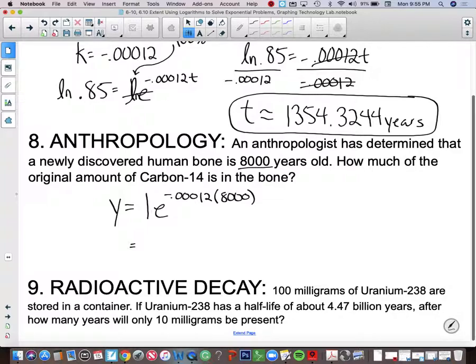And that gives us about 0.3829. So that's y. So if we want to write this as a percentage, which we probably do here, it's about 38.3% of carbon-14 left.